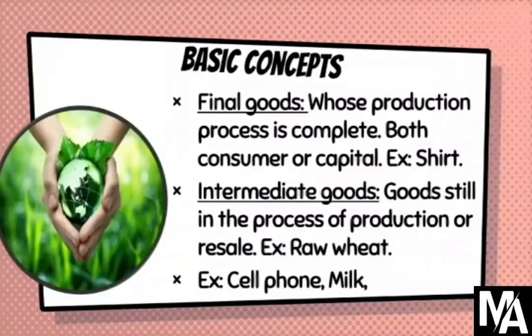The same thing can be said of a cell phone. If I'm using my cell phone, that is a final good because its production process has already been completed. But if that cell phone is being purchased by me for resale in my shop, then that cell phone will be an intermediate good because it is still in the process of production or resale. The same thing applies to milk. When I'm using milk for my coffee or tea, it's a final good. But if I'm using this milk to prepare butter, this milk will be in the process of production, and that is why it will be called an intermediate good.